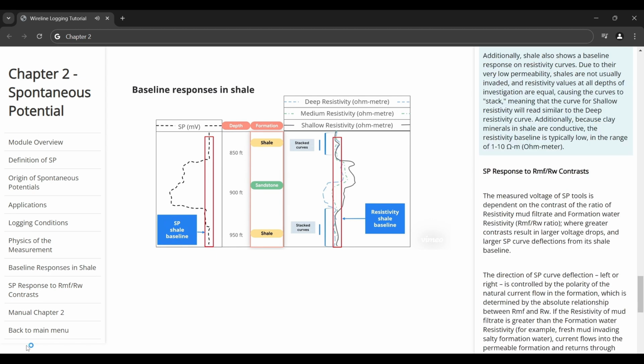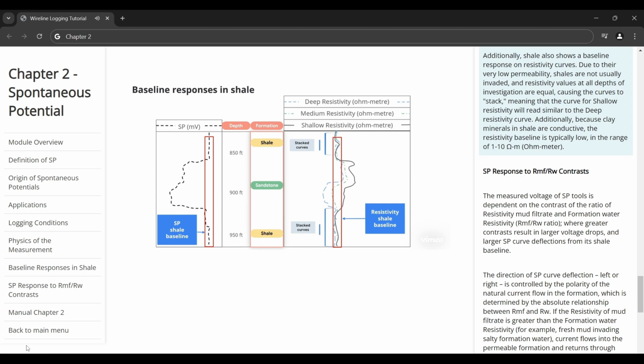Additionally, shale also shows a baseline response on resistivity curves. Due to their very low permeability, shales are not usually invaded, and resistivity values at all depths of investigation are equal, causing them to stack, meaning that the curve for the shallow resistivity will read similar to the deep resistivity curve. Additionally, because clay minerals in shale are conductive, the resistivity baseline is typically low, in the range of 1 to 10 ohm-meters.